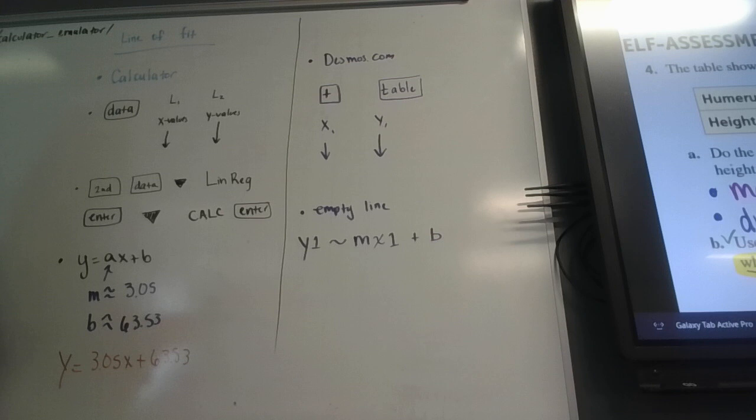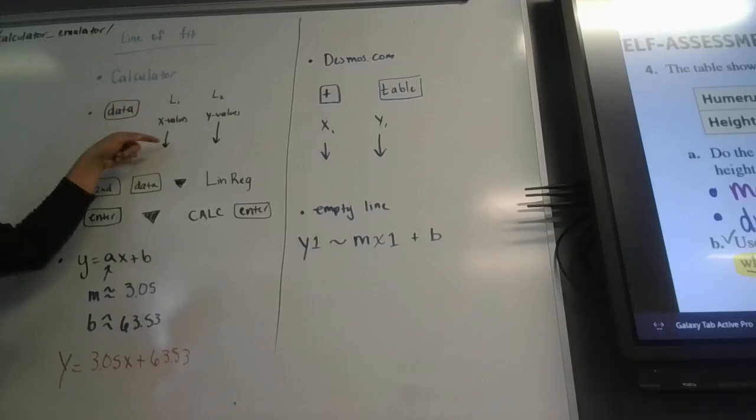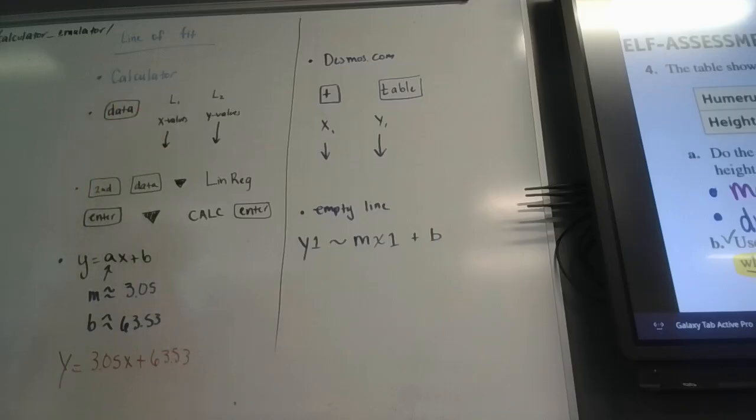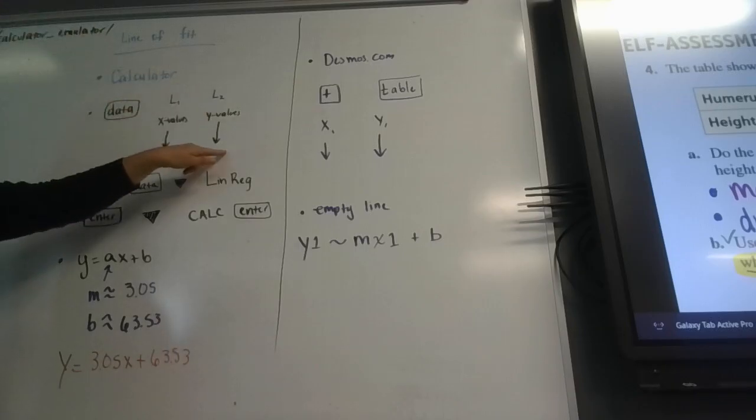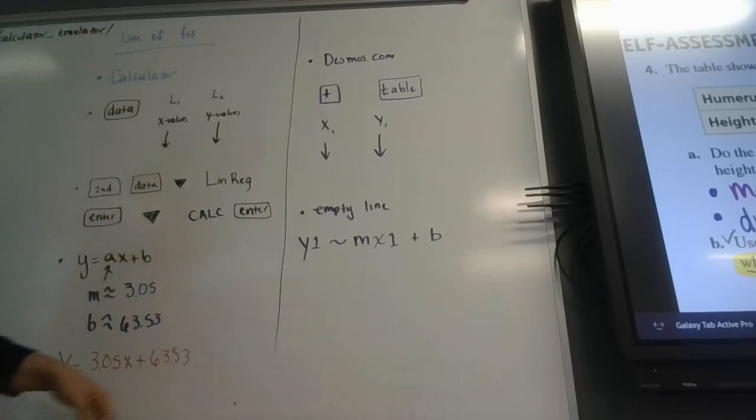So when I look at the table, the first one is 33. So I type in 33 and I hit enter and it goes to the second. And then I do 25, enter, 22, enter, and you fill in a whole column of X's. And then you arrow over. This cursor is really helpful. You arrow over to fill in the Y's under L2. Okay.